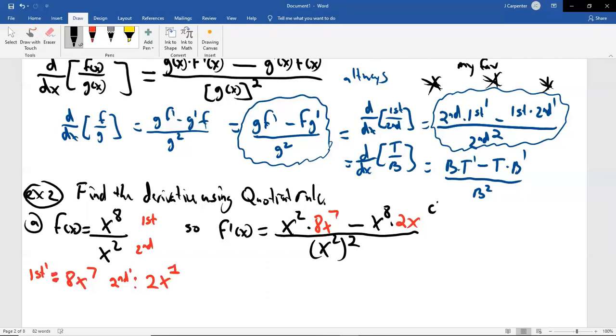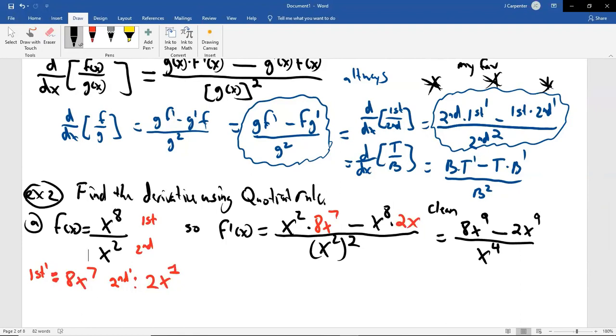And then we can clean this up. So x squared times 8x to the 7th is going to be 8x to the 9th minus x to the 8th times 2x would be 2x to the 9th, and over x squared squared, we just multiply the exponents and you get x to the 4th. Yes, you get the same thing if you add them, but that's not the rule. If this was an x cubed being squared, this would be x to the 6th, not x to the 5th. Make sure you know your exponent rules inside and out.